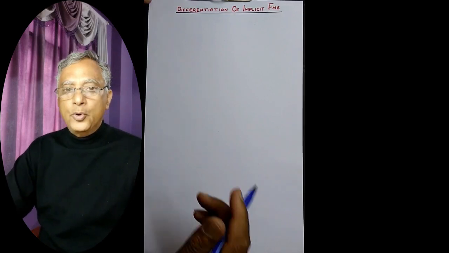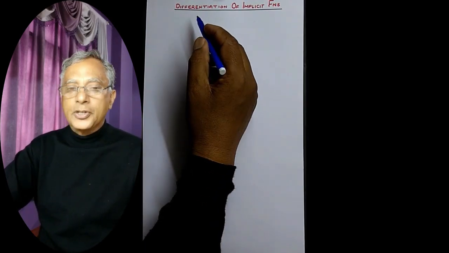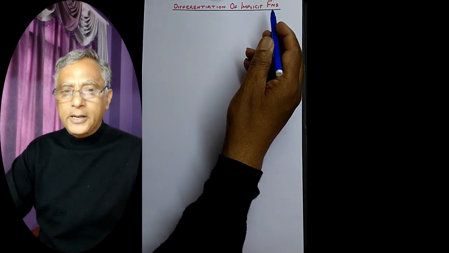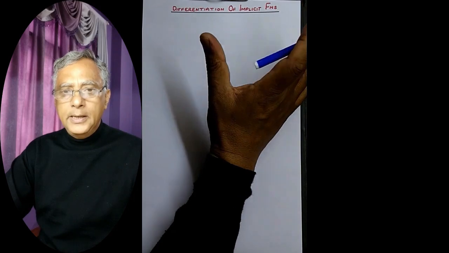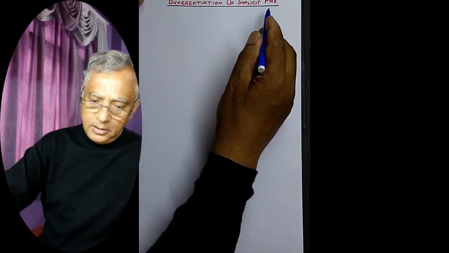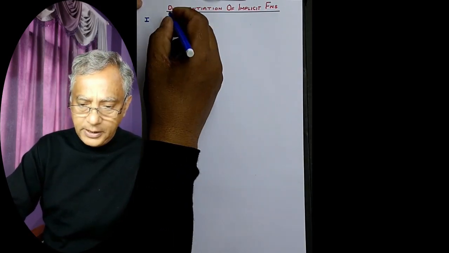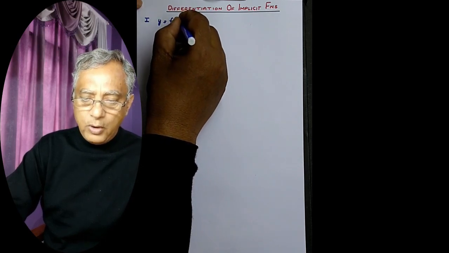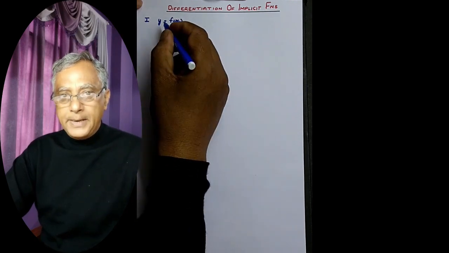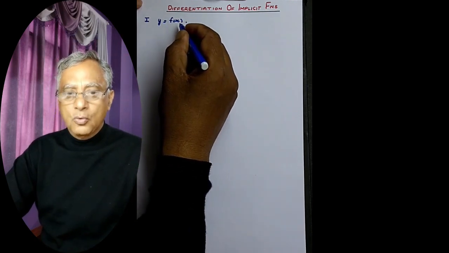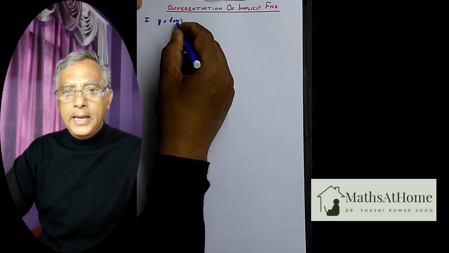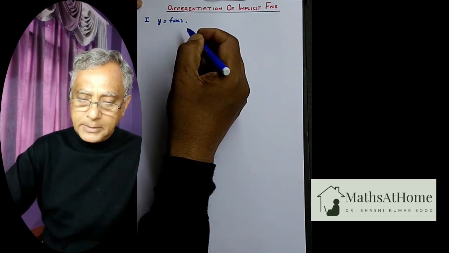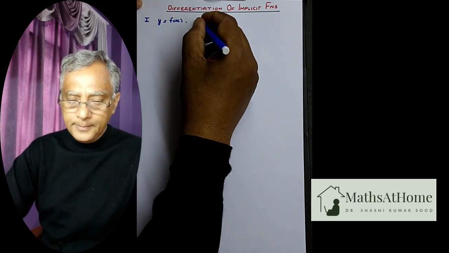The next topic I am going to discuss is differentiation of implicit functions. First of all, I will tell you what we mean by implicit functions. First, functions of the type y = f(x), when y is explicitly expressed in terms of x, are known as explicit functions.